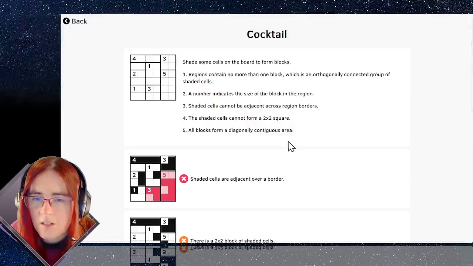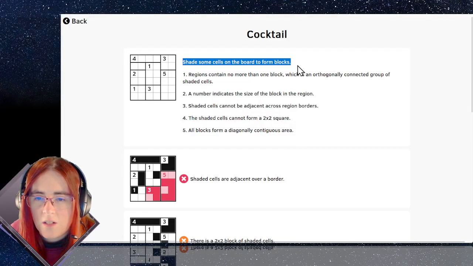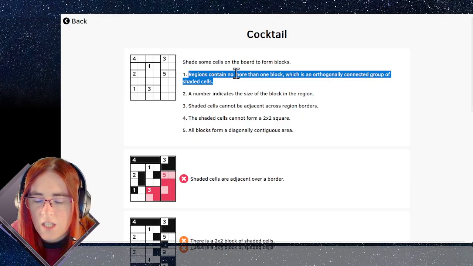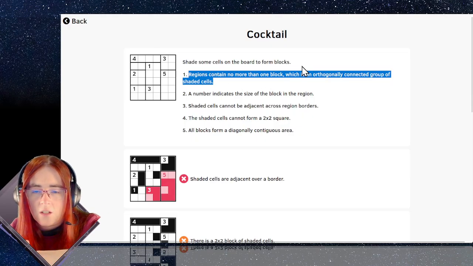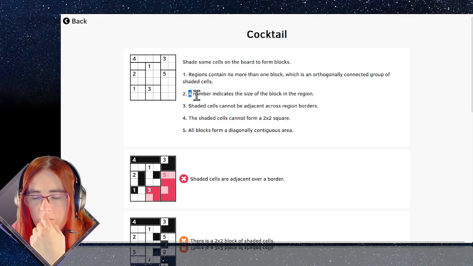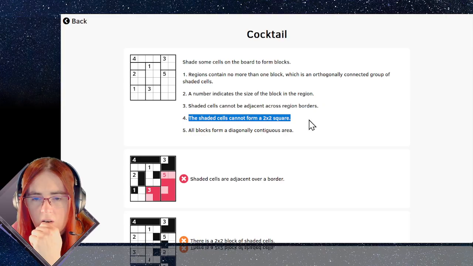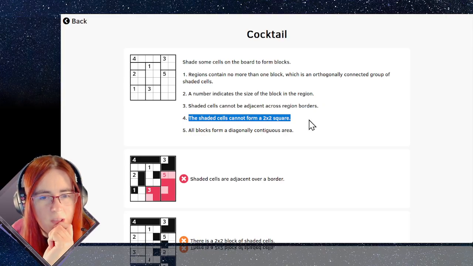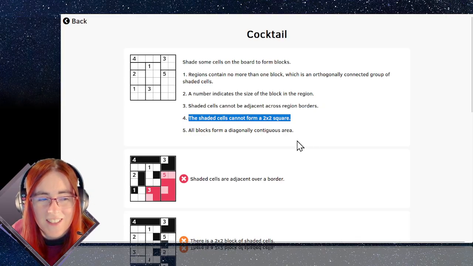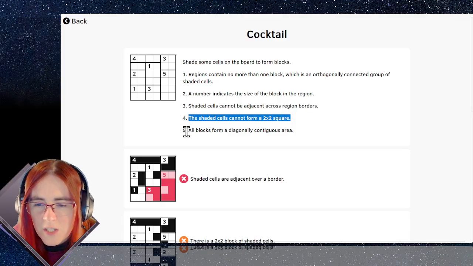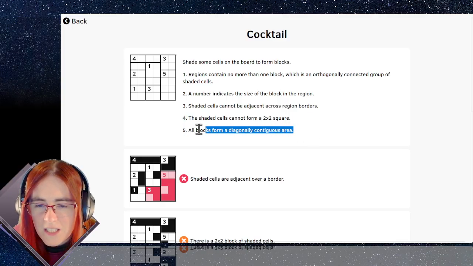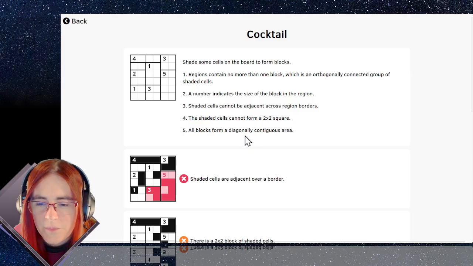Let's have a quick look at the rules. Shade cells to form blocks. Regions contain no more than one block. A block is an orthogonally connected group of shaded cells. A number indicates the size of the block in the region. Shaded cells cannot be adjacent across region borders. Shaded cells cannot form a 2x2 square. Oh, I forgot about that rule. I guess it wasn't that critical. And all blocks form a diagonally contiguous area. Right, okay.